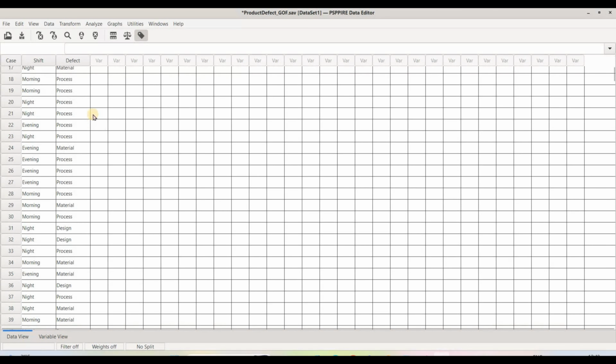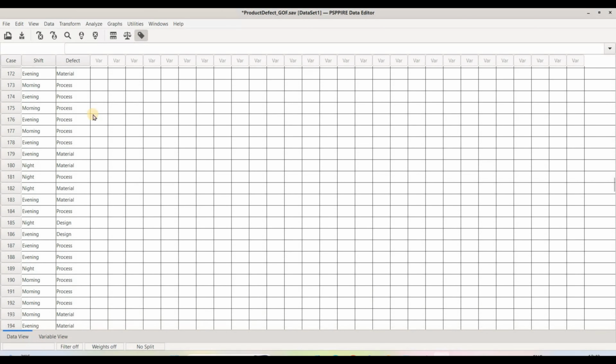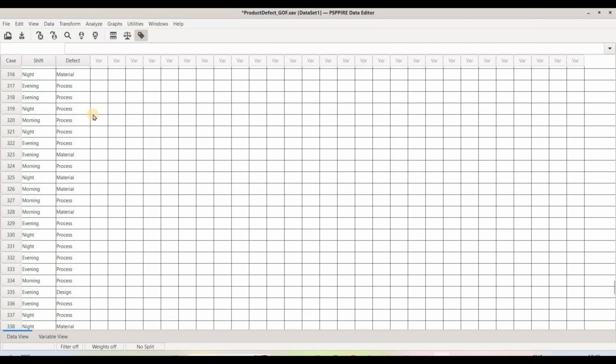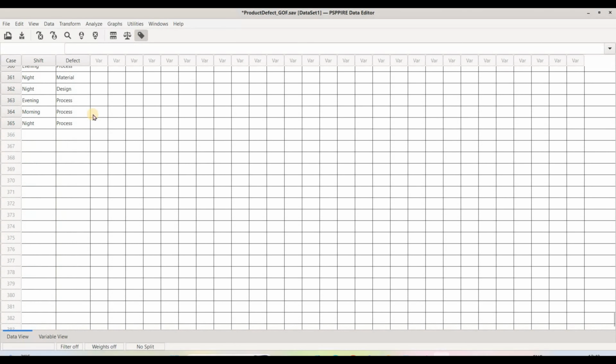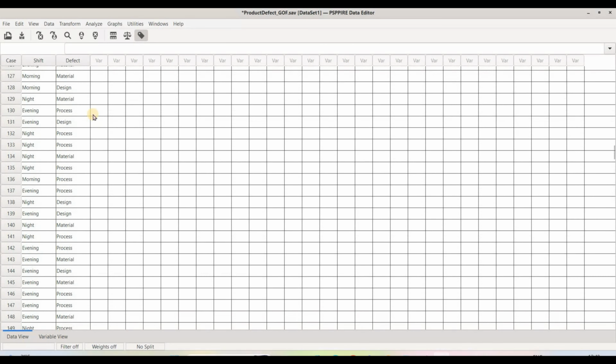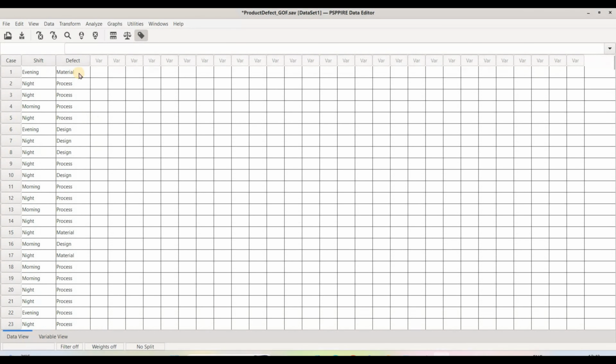So let's say this data set, which has a pretty good size, has 365 entries. I want you to know that this data set is a fictitious data set. So we want to look at it and find out: say, for example, it was expected that the frequency of defects for each shift would be the same. It didn't expect the morning, evening, or night shift to have any large differences in frequency. And there's a way you could use PSPP to test this.